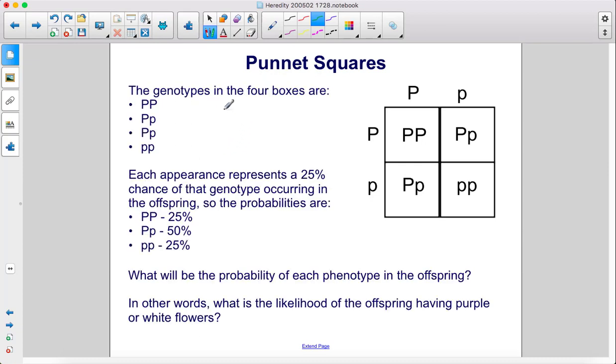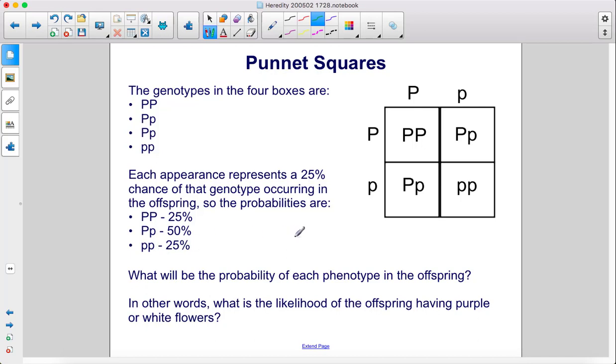The genotypes in the 4 boxes are 2 capital P's, a capital P and a lowercase p, a capital P and a lowercase p, and 2 lowercase p's. Each appearance represents a 25% chance of that genotype occurring in the offspring. So the probabilities are a 25% chance of 2 capital P's, a 50% chance of a capital P and a lowercase p, and a 25% chance of 2 lowercase p's.